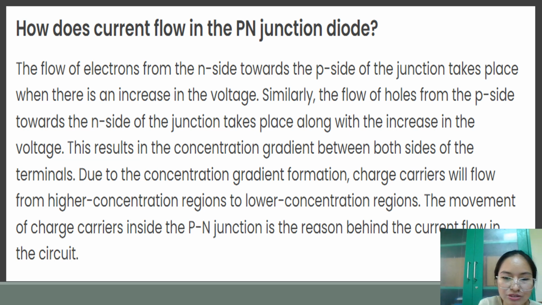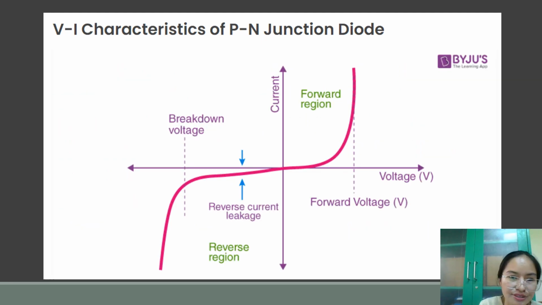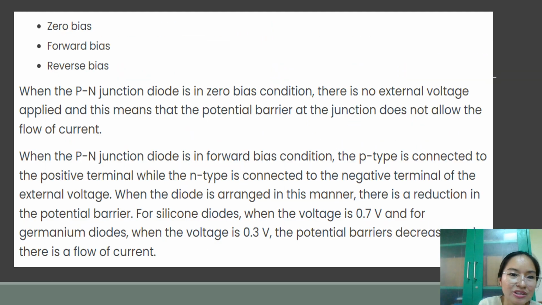Due to the concentration gradient formation, charge carriers will flow from higher concentration regions to lower concentration regions. The movement of charge carriers inside the p-n junction is the reason behind the current flow in the circuit. Much like in other laws, it is again from higher concentration to lower concentration, that is the flow of charge carriers. Okay, now let's go to the characteristics.